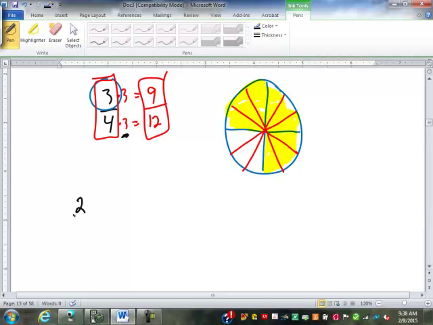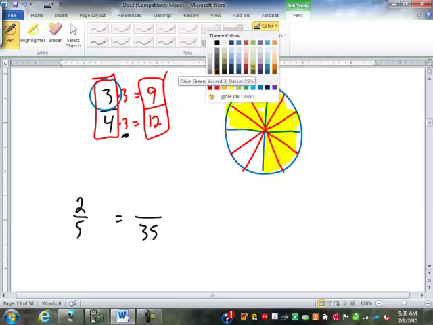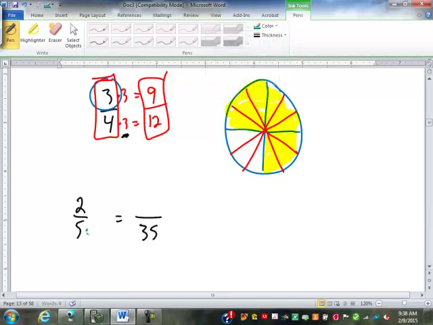So we might have something like 2/5. And if we know we want to change that to 35ths, now we have to figure out what we need to multiply that 5 by, that denominator by, to turn it into a 35. What would be 5 times 7? So we have to do the same thing to the numerator. 2 times 7 is 14. So 14 35ths and 2/5 are the exact same amount. They just look different.